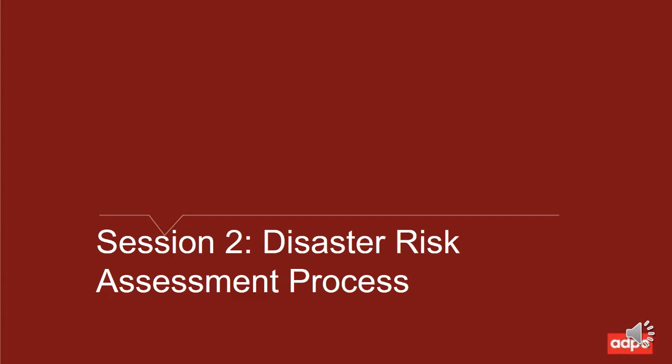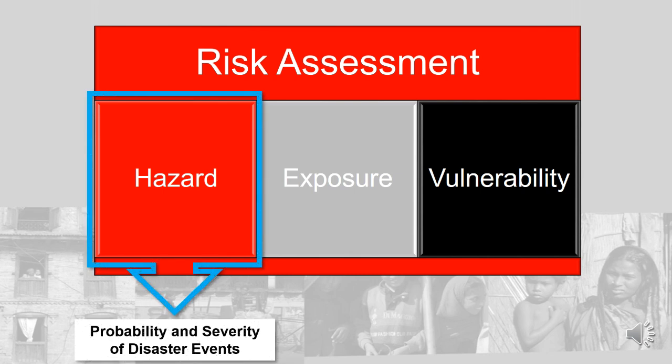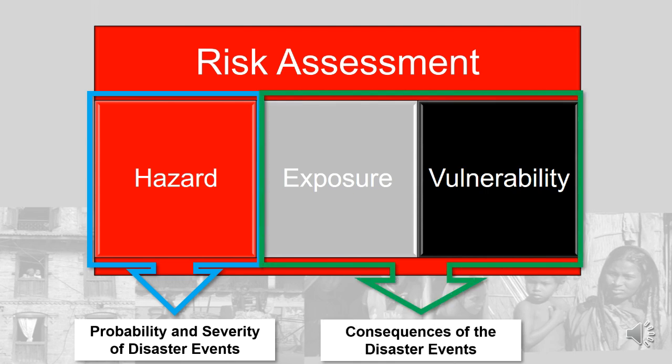Let's start with session 2, the disaster risk assessment process. The risk assessment, as I said earlier, is a function of hazard, exposure, and vulnerability, where hazard is the probability and severity of disaster events. Exposure and vulnerability go with the consequences of the disaster events.